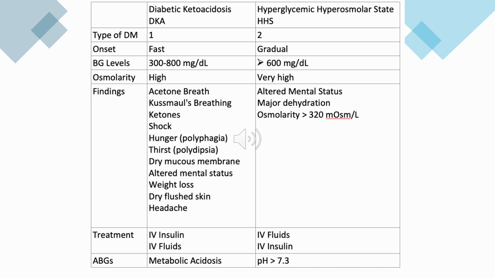With HHS, they will have an altered mental status. So you need to watch out for confusion, disorientation. They're going to have major dehydration. So all those signs and symptoms you learned last semester about dehydration, like the fast, thready pulse, okay? Dry mucous membranes, flat veins. So remember all those signs and symptoms. And this is going to be treated with IV fluids, IV insulin, and typically the pH is greater than 7.3. In other words, typically they don't get acidotic.